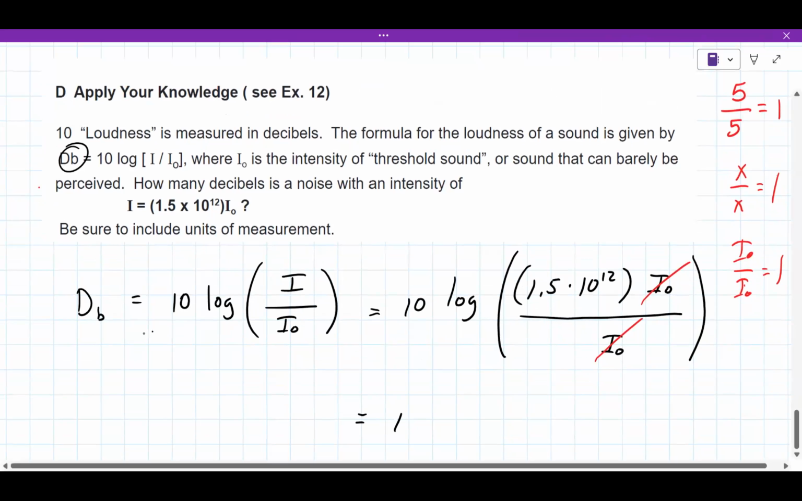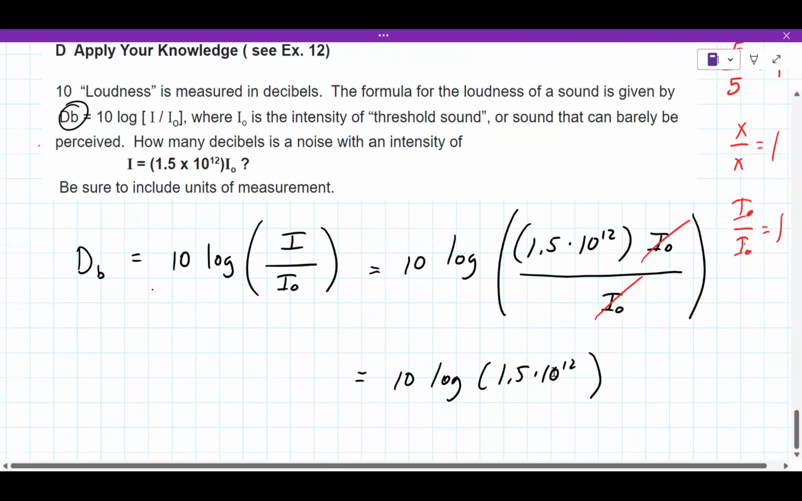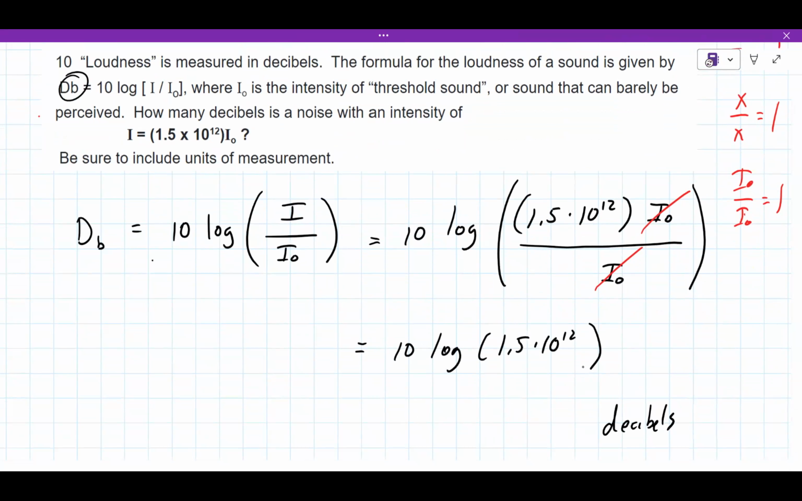So this becomes 10 times the log of 1.5 times 10 to the 12. And this is your answer. Now your answer is going to be in decibels. So we're going to get some number here and we're going to put units of decibels right next to it.